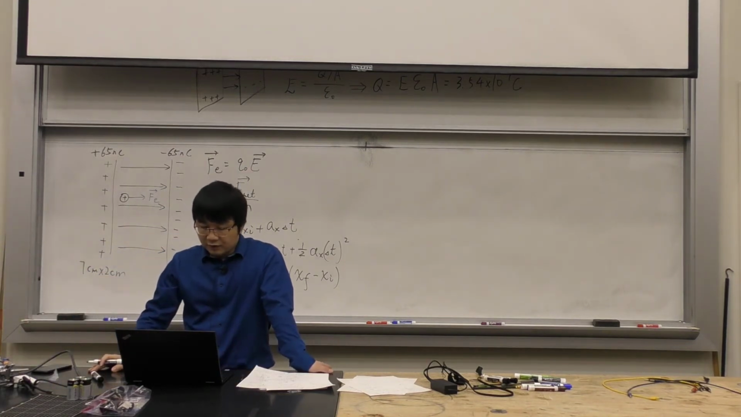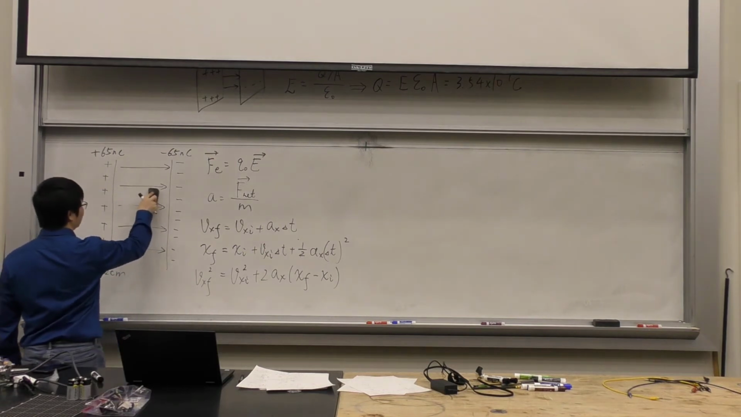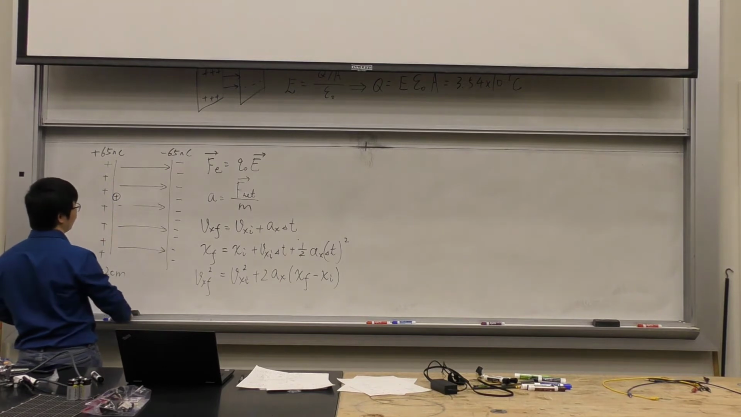A proton is released from rest at the surface of the positive plate. What is the speed of the proton when it reaches the negative plate? Okay, so now we're going to release a positive proton. The proton is positive, so of course it's going to feel a force to the right.